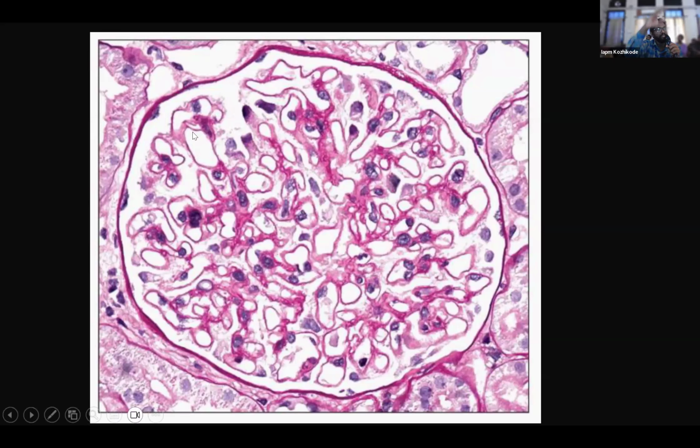This is a stage in which you get only the antibodies deposited in the subepithelial space, and this you can only pick up with the help of IF. Okay, you will get the deposits. In light microscopy, you will not see any change.